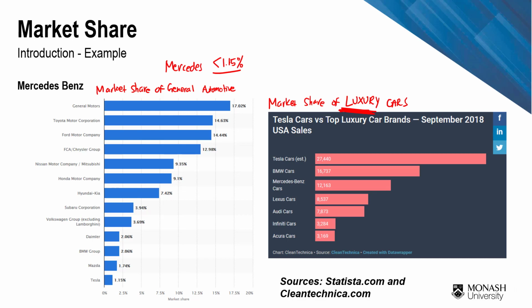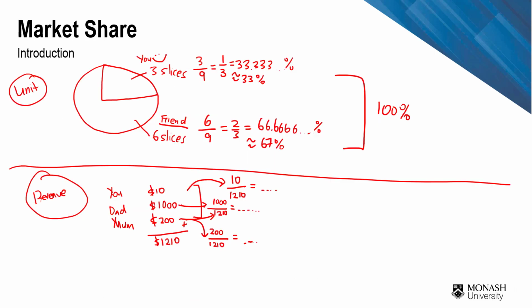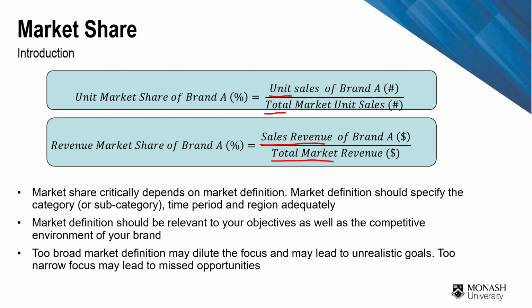Same thing. If you think about Hilton, and if you think about Marriott, those types of hotels are competing with the 5-star luxury brands. They are not competing with, let's say, the 3 stars like Best Western, or with Novotel, because Novotel is at a lower level than the 5-star hotel. So make sure whenever you are defining your market share, you need to be relevant to your objective, and also the competitive environment, like we looked at with Mercedes just now. And lastly, too broad a market definition may dilute the focus and may lead to unrealistic goals.